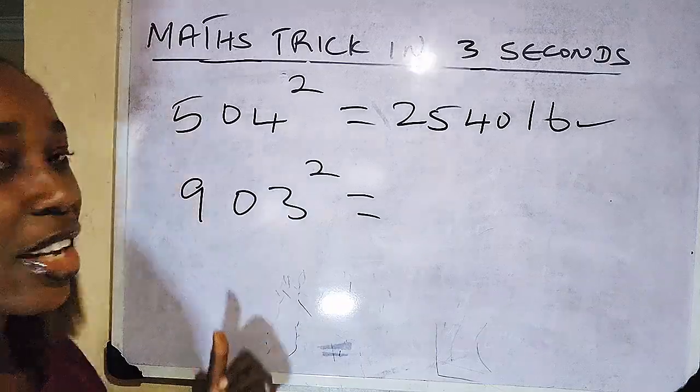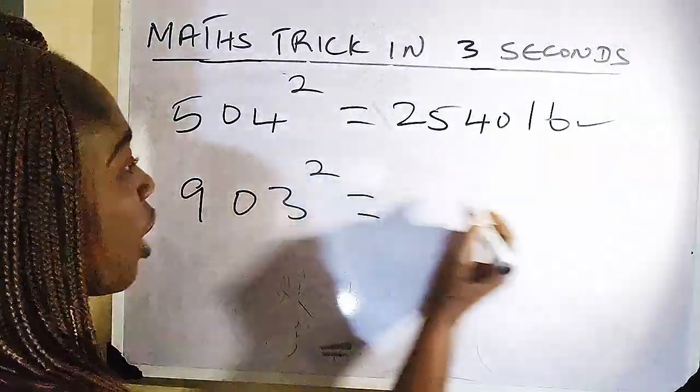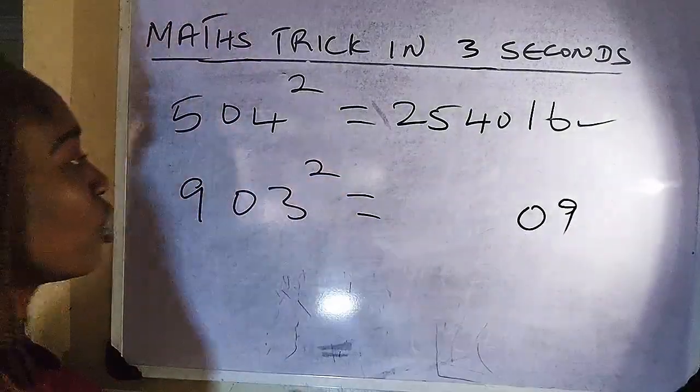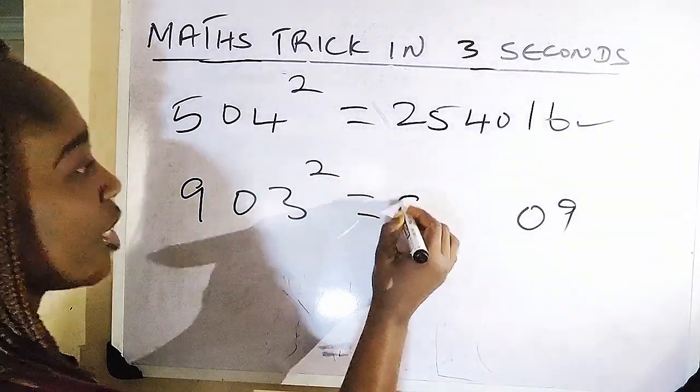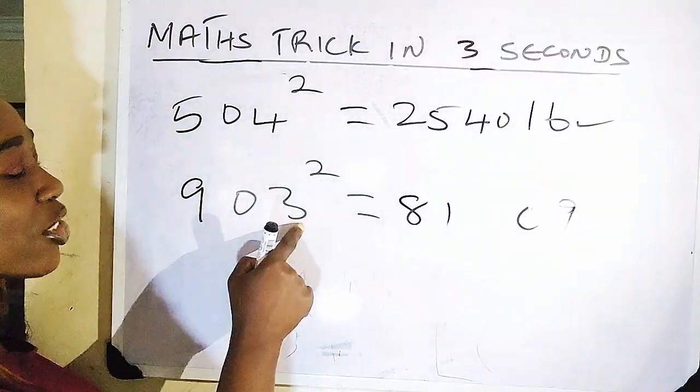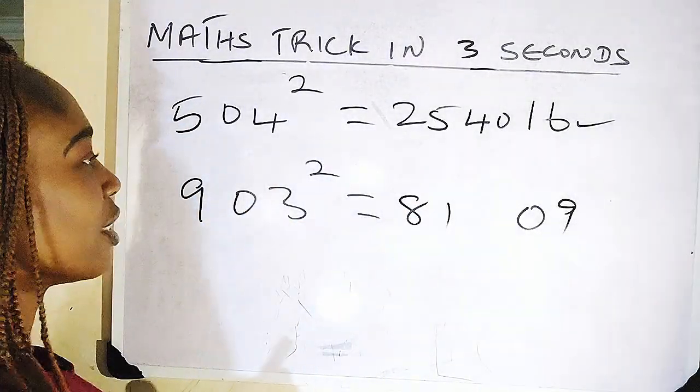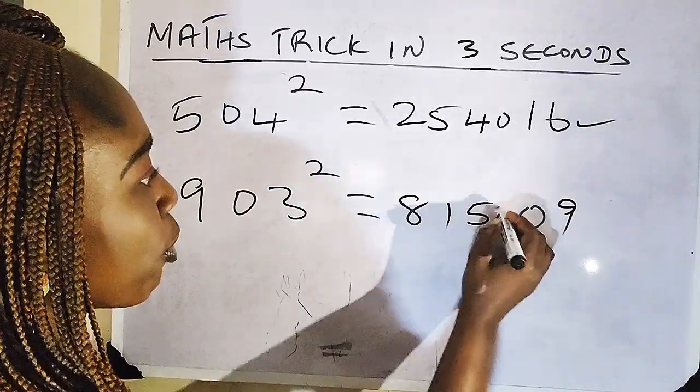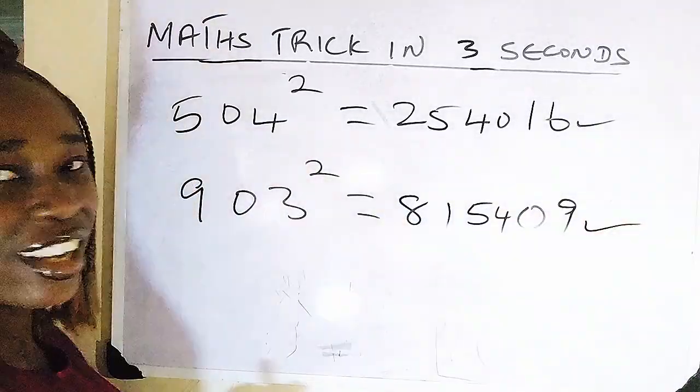Alright, let's look at it now, the correction. 3 squared is 9. Write it in 2 digits. 9 squared is 81. 9 times 3 is 27, times 2, 54. So this is the answer.